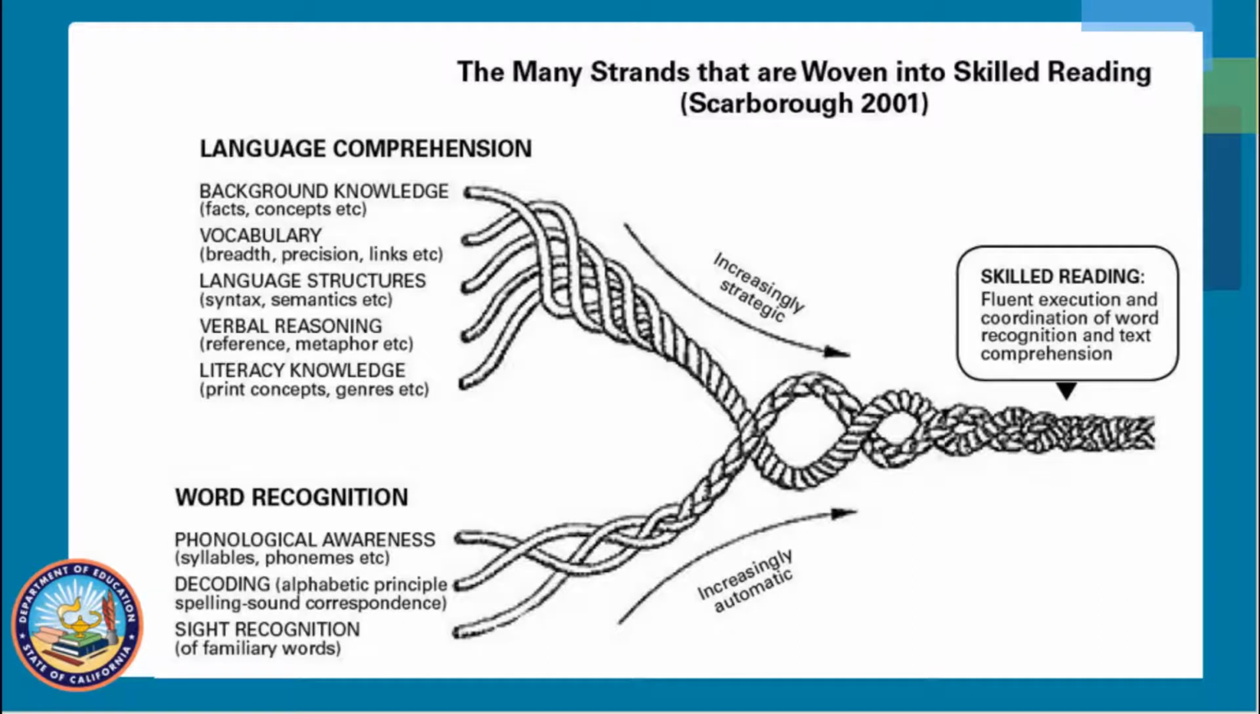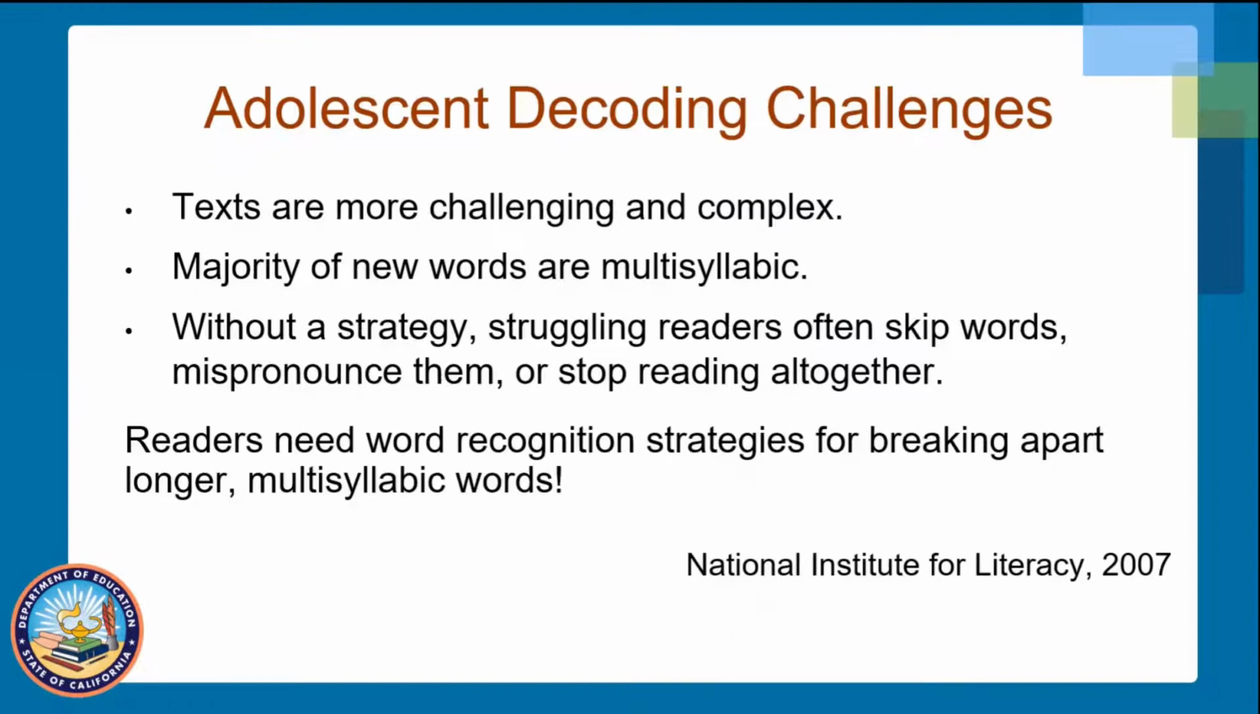In the image on the screen, strands of rope representing language comprehension and word recognition are twined together, representing increasingly strategic and automatic skilled reading, which is fluent execution and coordination of word recognition and text comprehension. Language comprehension is comprised of background knowledge, facts and concepts, vocabulary, breadth, precision, and links, language structures, syntax and semantics, verbal reasoning, reference and metaphor, and literacy knowledge, print concepts and genres. Word recognition is comprised of phonological awareness, syllables and phonemes, decoding, alphabetic principle, spelling sound correspondence, and sight recognition of familiar words. But for an adolescent reader struggling with word recognition, instruction can't end there.